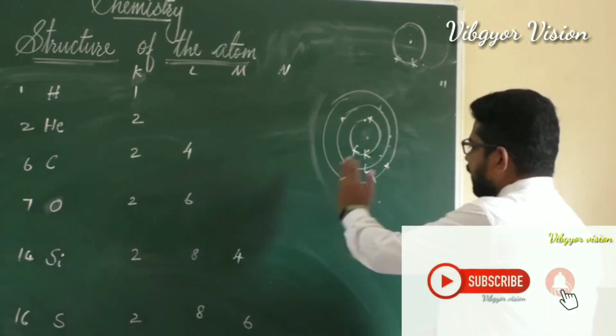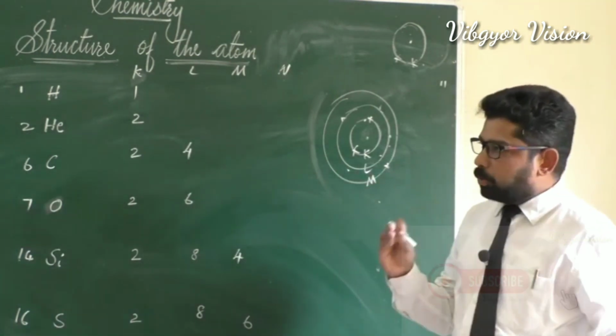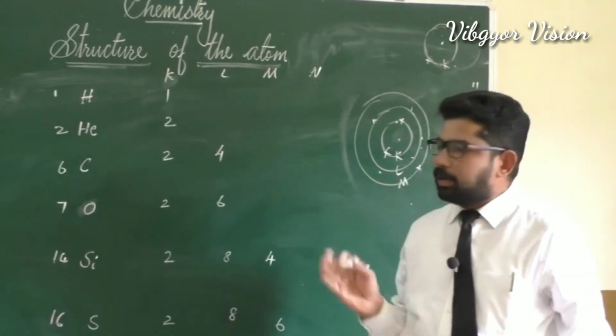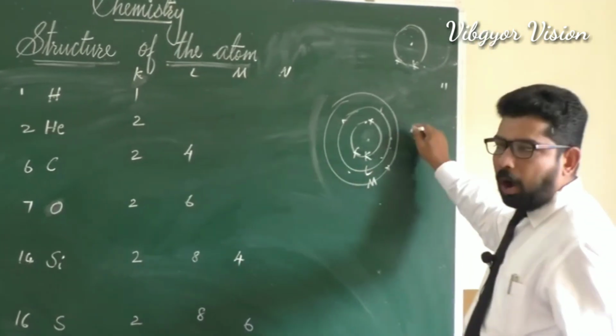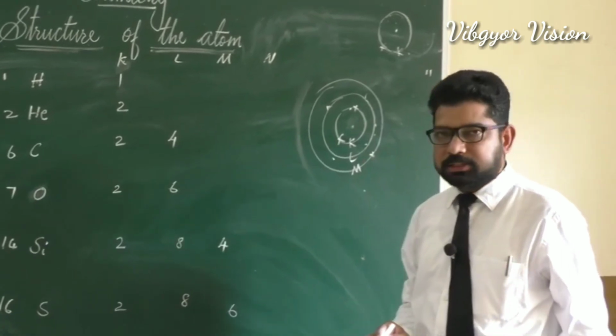So which is the last shell? That is known as the outermost shell. In chemistry we call the outermost shell the valence shell. The valence shell is the last shell, the outermost shell.